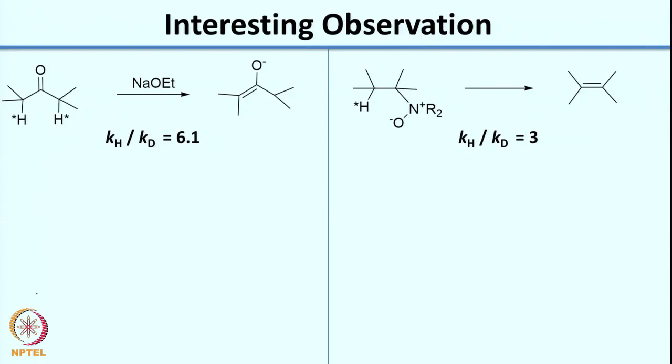Alright, so let us see if you were able to get a solution for this. This is quite challenging, so it might not be very obvious why there is a lower KH over KD for the second reaction. So, let us see if your answer is correct. As you have studied, the alpha hydrogen next to a ketone is acidic. Here you have two alpha hydrogens. So, let us deprotonate one with a base.